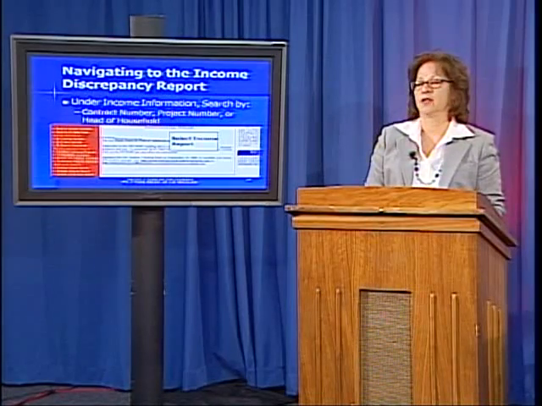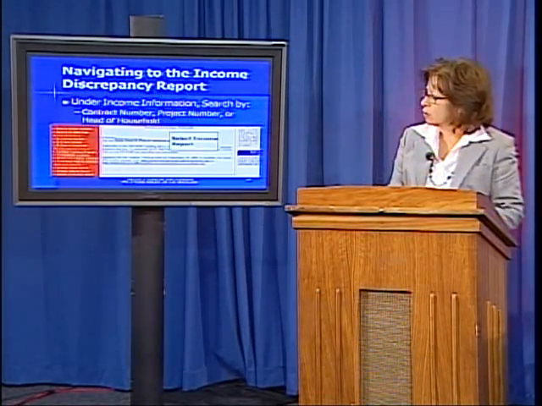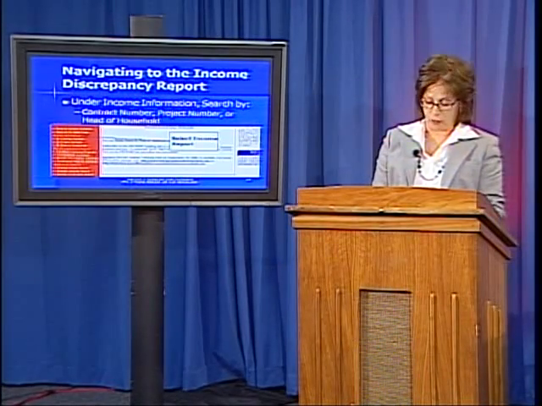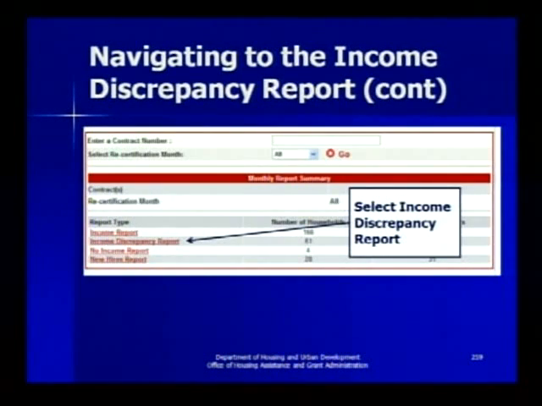Just a little information on navigating to the income discrepancy report. You can go to the income discrepancy report through any of the income reports listed under income information. You can get to it from the contract number, the project number, or the head of household. Those reports are all going to provide you with an income report, a detail report, and an individual record. For the purposes of our discussion today, we're going to navigate through this system by using the contract number.